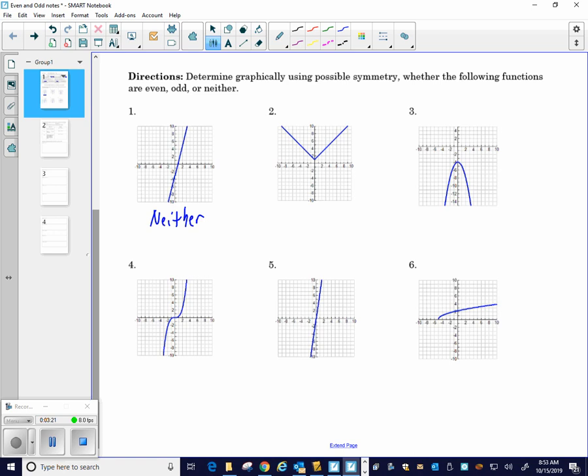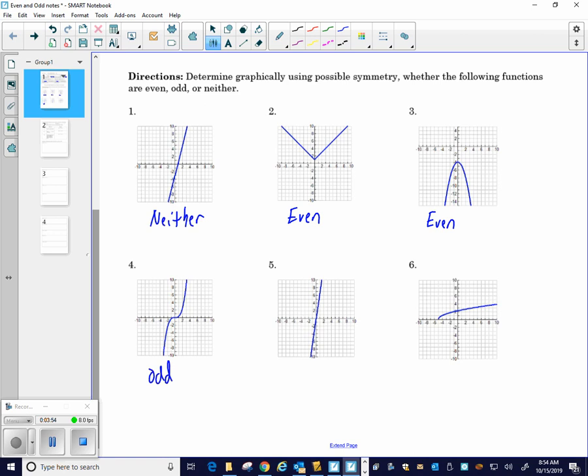I think number two is pretty obvious. That is a completely mirror image of itself over the y-axis. So this would be an even function. Number three also appears to be a mirror image over the y-axis, so it would also be even. Four is definitely not even. It is not a mirror image of itself over the y-axis. It does look like that if you turned it completely upside down, however, and rotated it 180 degrees, it will be the same exact function. So this one is odd.